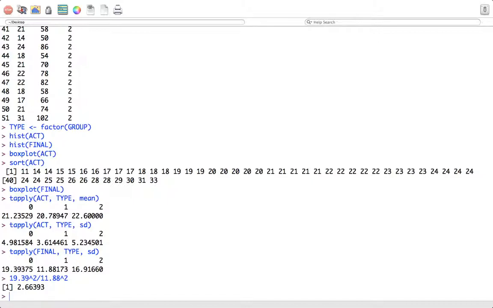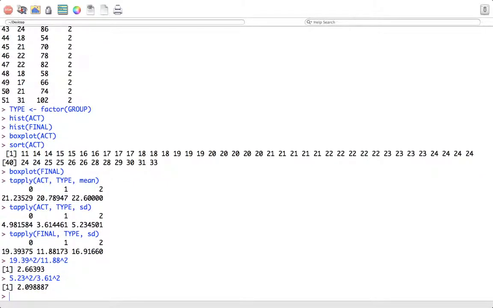Really the one that I would be most worried about would be the covariate here. So, the covariate would actually be 5.23 squared divided by 3.61, and 2.10. So yeah, we've slightly violated, but when we write this up, we'll let the reader know, and I'll tell you some things about that then.